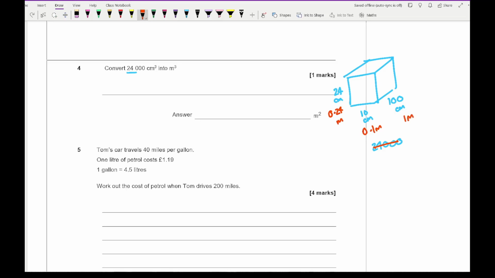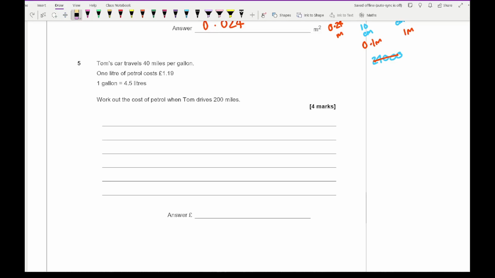Then all I need to do is simply multiply those orange numbers together, and I should get the correct answer of 0.024.